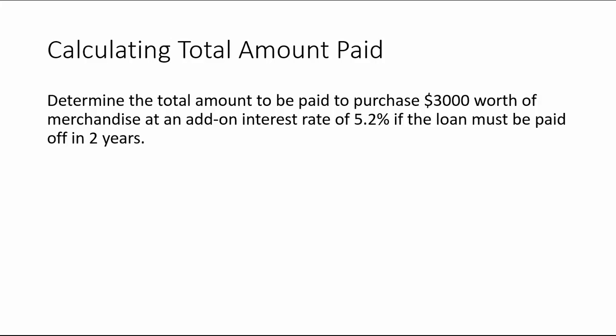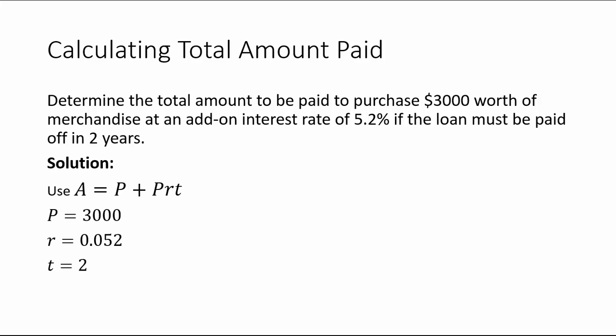Let's look at one example where we actually find the amount paid. It says determine the total amount to be paid to purchase $3,000 worth of merchandise at add-on interest rate of 5.2% if the loan must be paid off in 2 years. Since we're given the purchase price, the rate, and the time in years, we're going to use A equals P plus PRT. P being $3,000, r being 0.052, and T being 2 years. Plugging into our formula, A is 3,000 plus 3,000 times 0.052 times 2.